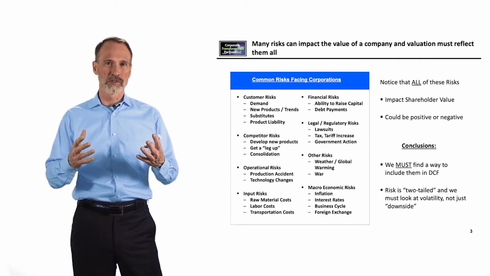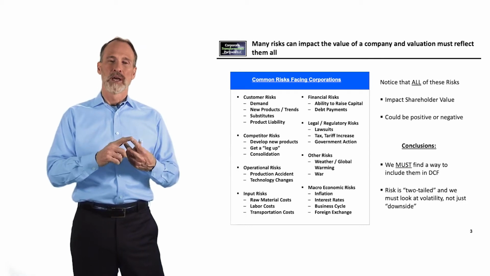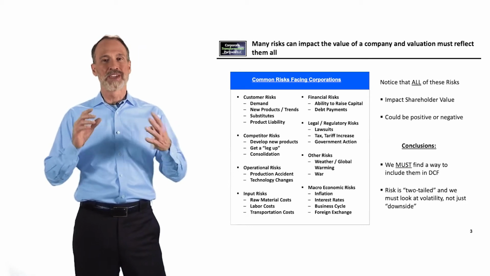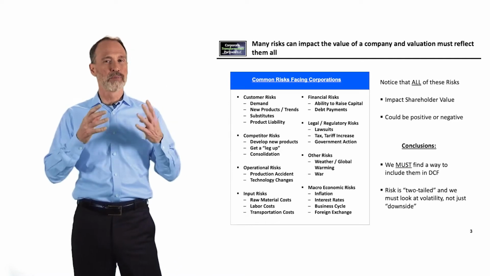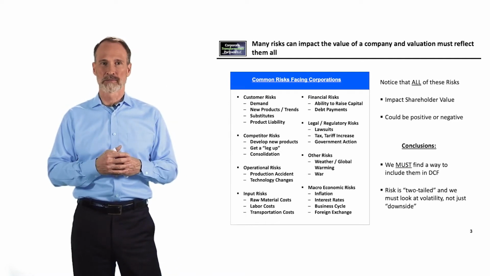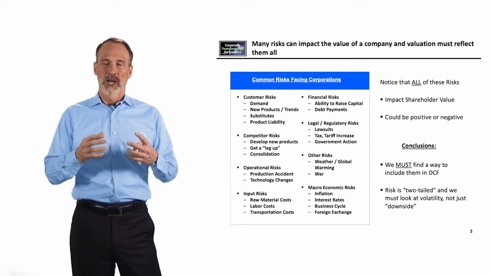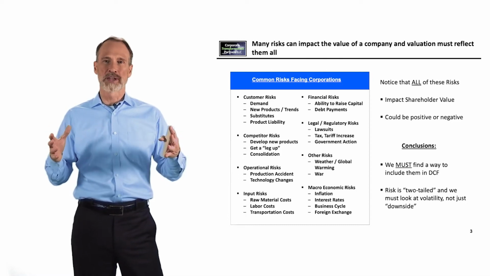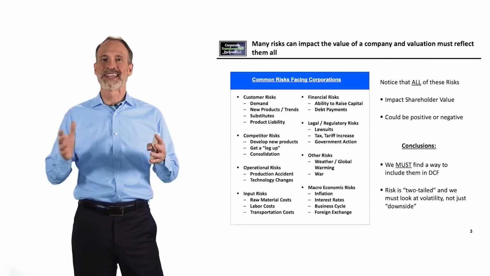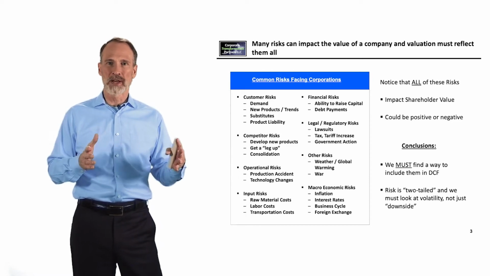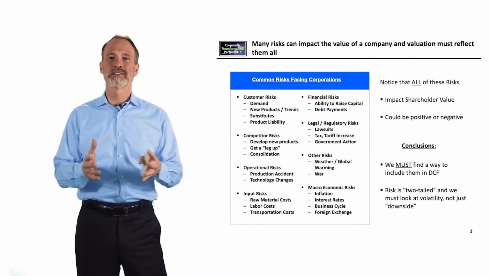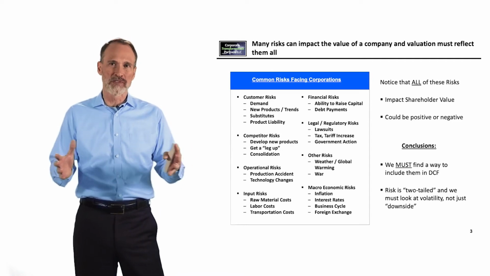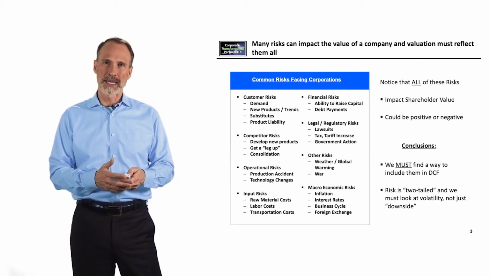So the conclusions here are, 1, if they all impact value, we've got to find a way to take all of these real-world risks and find a way to put them into our DCF analysis. And then second, risk is really a two-tailed phenomenon. So we're not just looking at a downside, we're looking at upside and downside, and more broadly, the volatility of the value, the full range of values that a company might actually get over time.